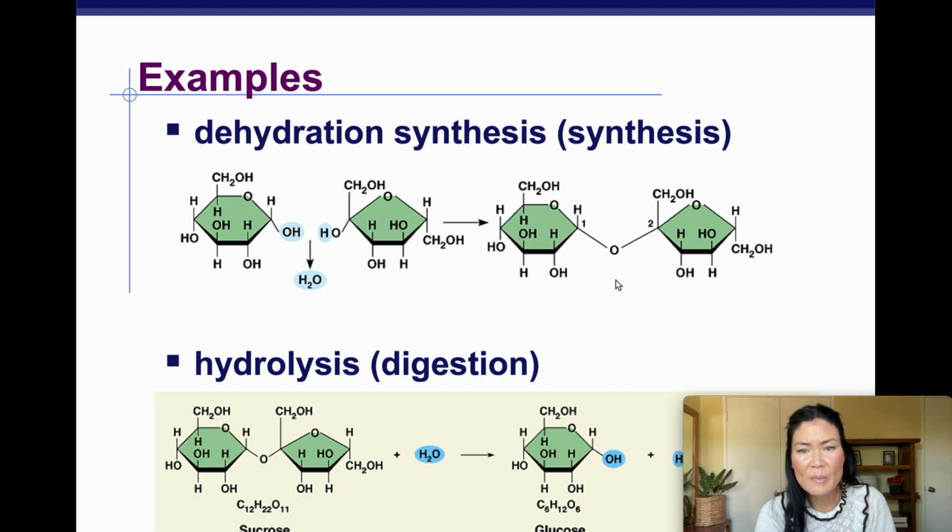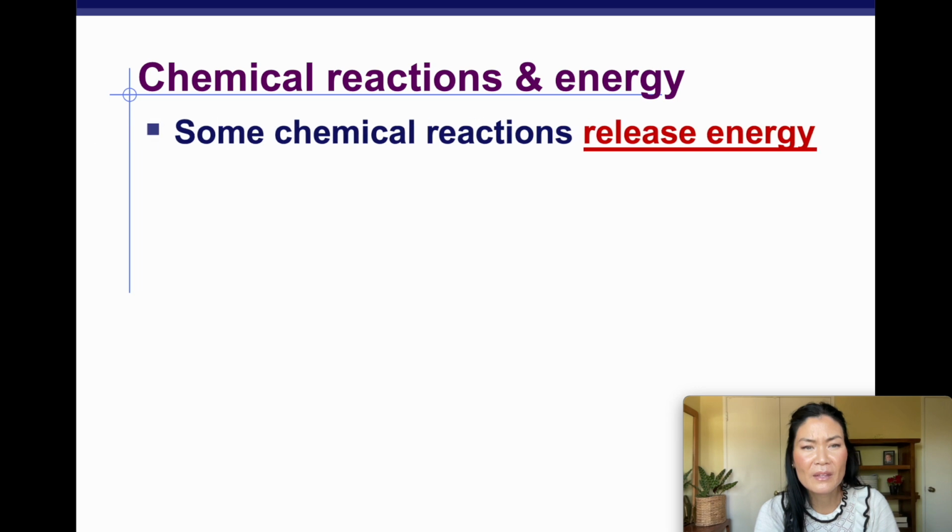Dehydration synthesis, remember this is called a glycosidic linkage, when two monosaccharides are joined together by a dehydration synthesis reaction, and then in hydrolysis, water is going to break into OH and H, and that's how these two sugars or monosaccharides are going to be broken. And there's an enzyme for that, okay?